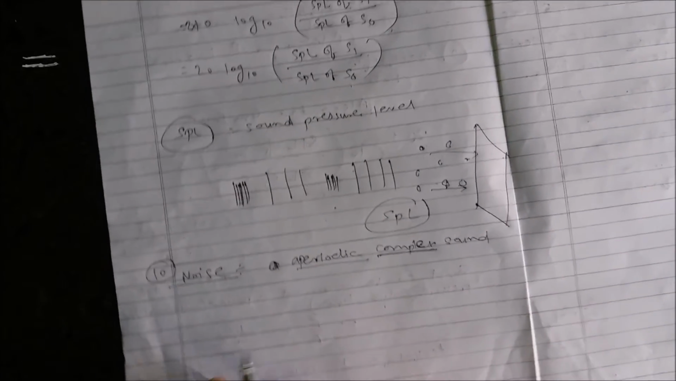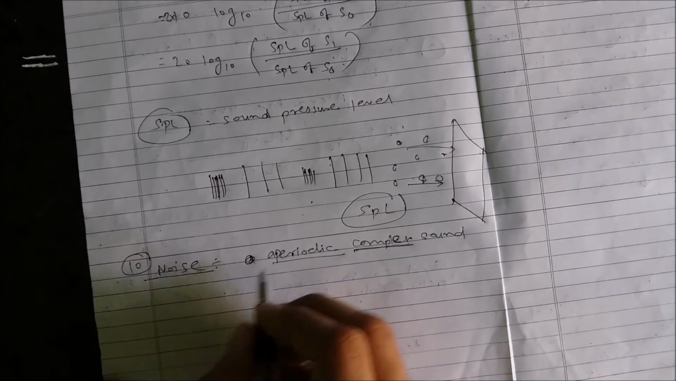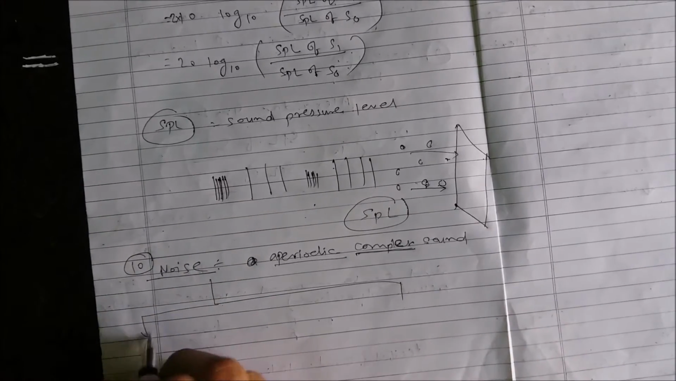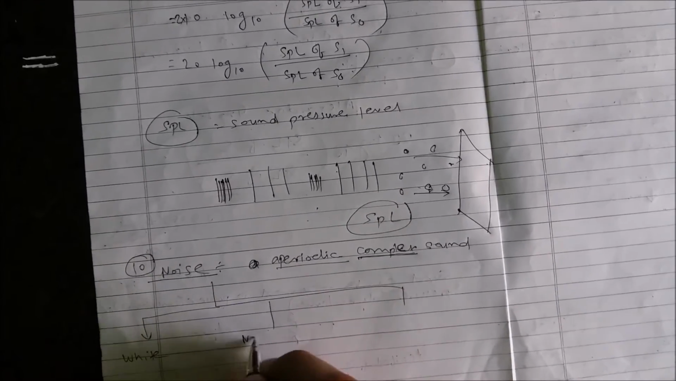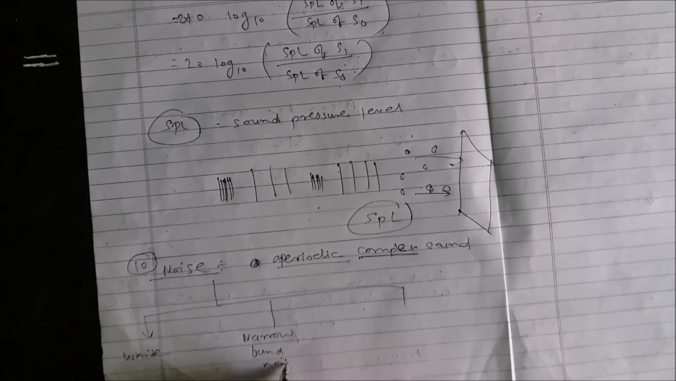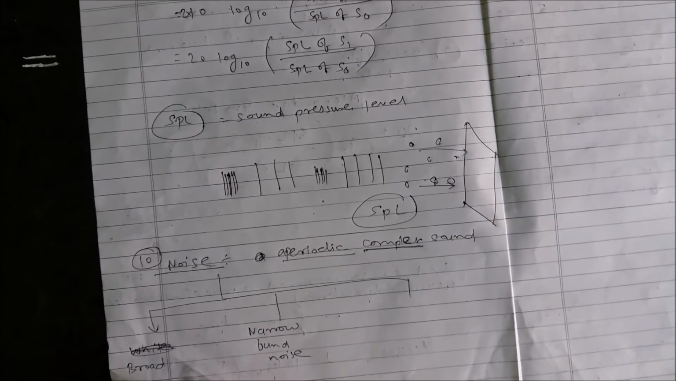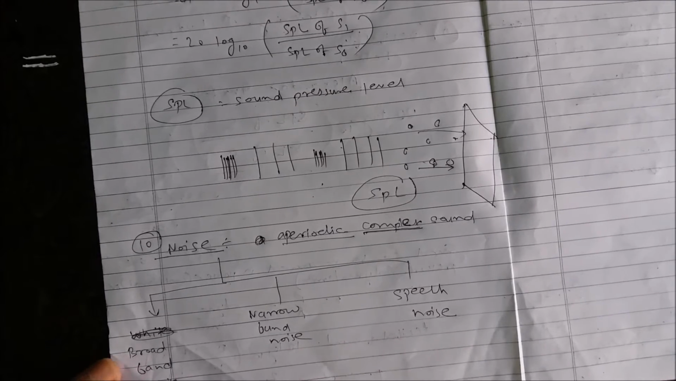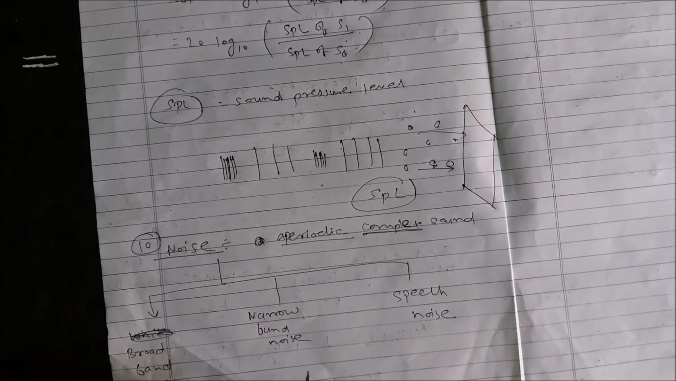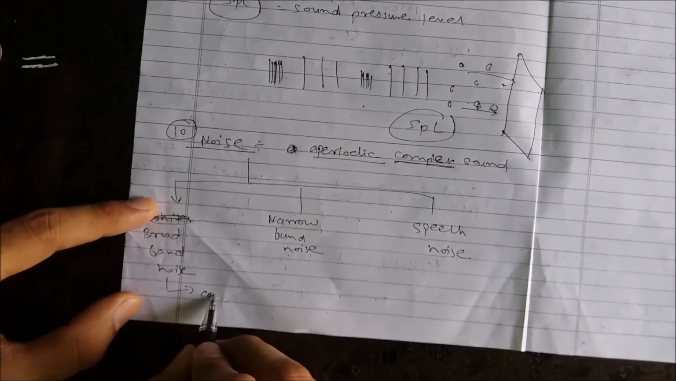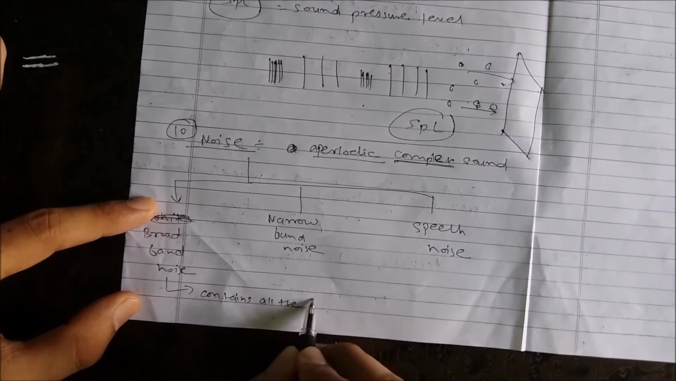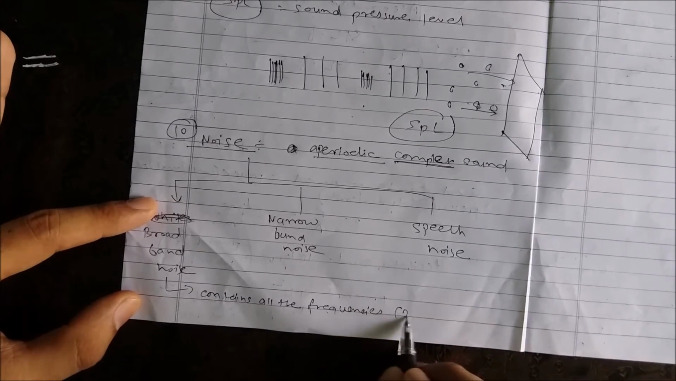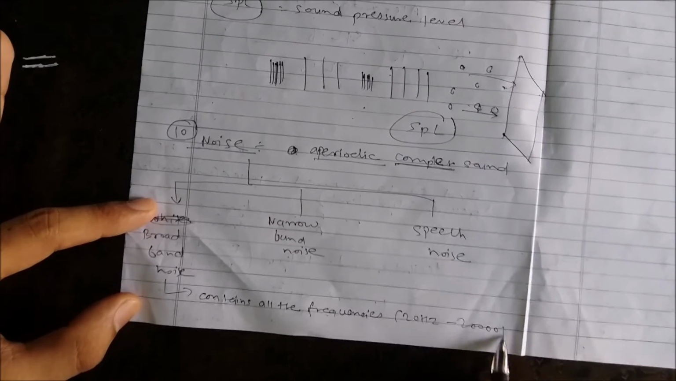So basically noise can be classified into three types, that is white noise, narrow band noise, rather I'd say broadband noise. Okay, I'll come to white noise later. Broadband noise, narrowband noise, and speech noise. So broadband noise, as the name goes, means it contains all the frequencies within the hearing range, that is from 20 hertz to 20,000 hertz.